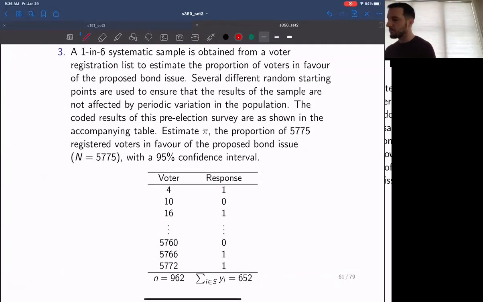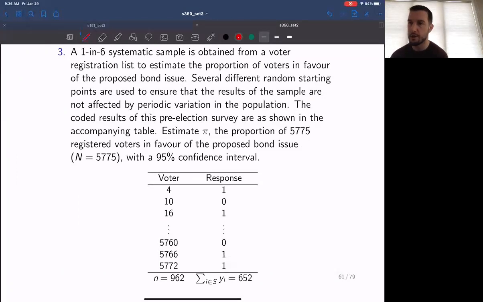So for example, we conducted a 1 in 6 systematic sample to obtain from a voter list the proportion of voters in favor of the proposed bond issue. So we're basically just counting the number of people that are in favor of the issue versus the number of people that would be opposed to the issue. Several different random starting points are used to ensure the results of the sample are not affected by the periodic variation in the population. The coded results of the pre-election survey are shown in the accompanying table.